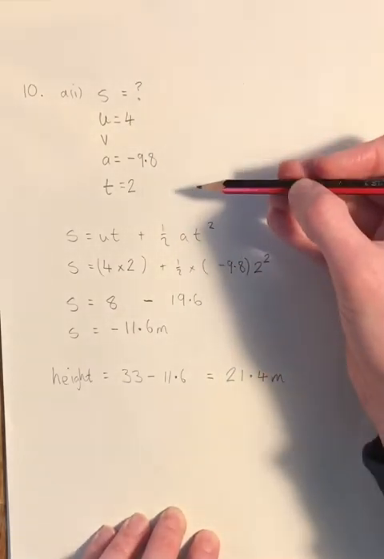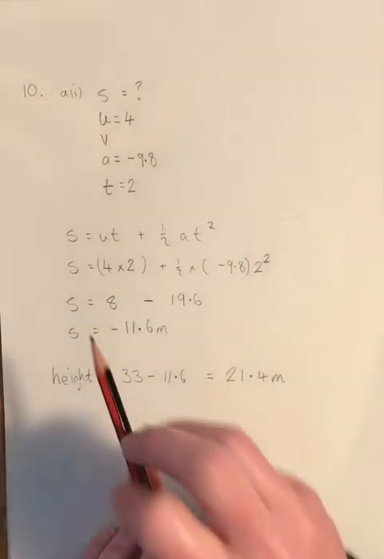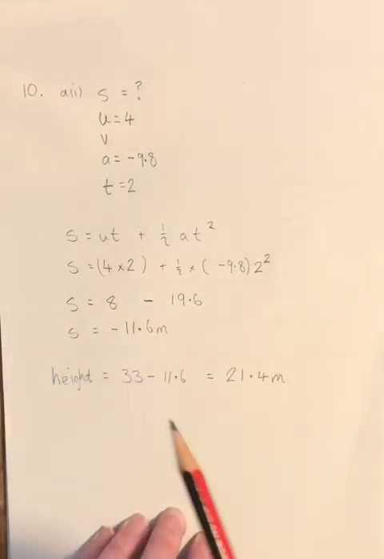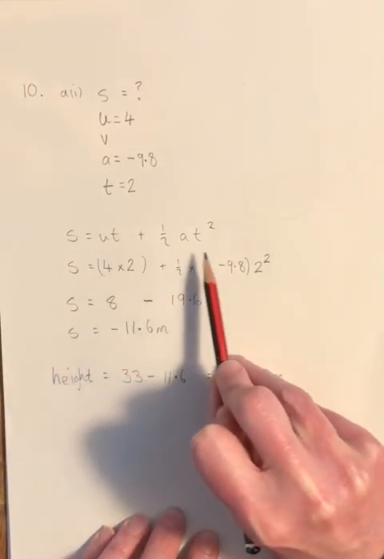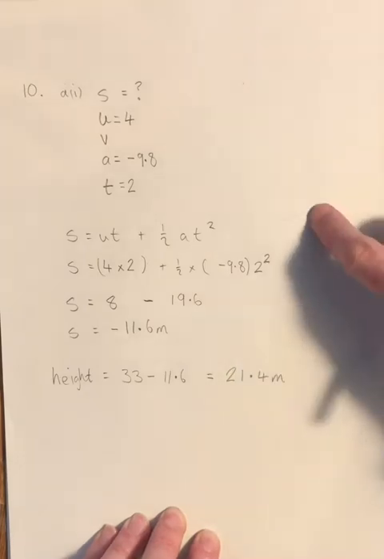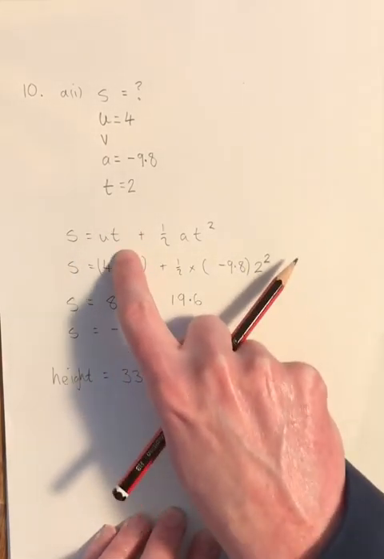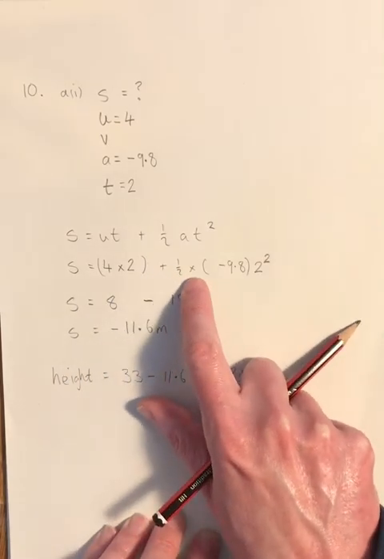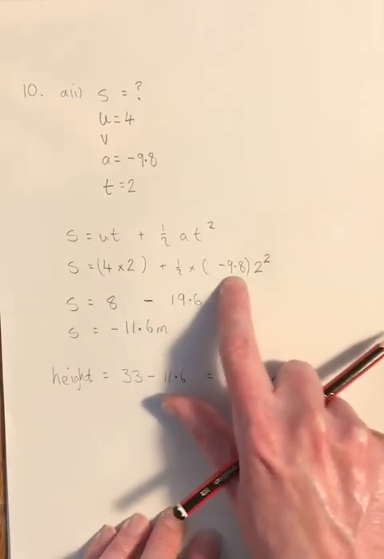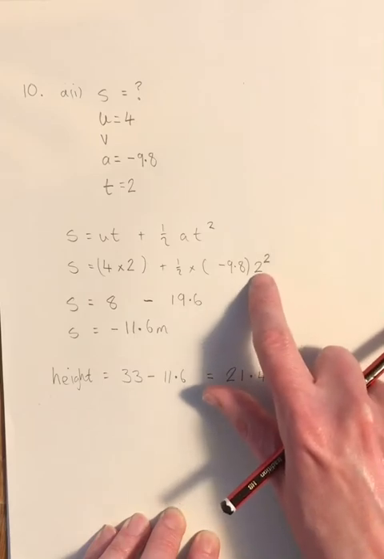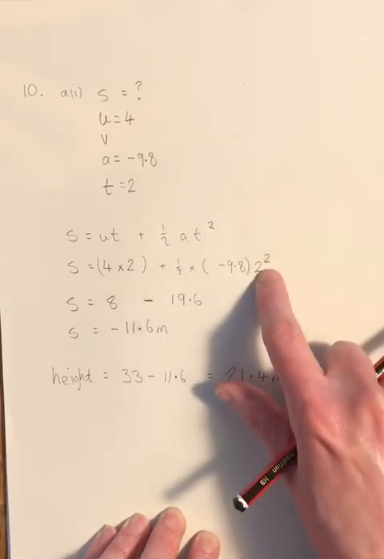Looking at the equations that we've got available to us, the one that will allow us to solve for s is s equals ut plus a half at squared. So that's the formula. Subbing the values in, u's going in as 4, t's going in as 2, plus a half times minus 9.8, because the acceleration is acting down the way, times the square of 2. The time must get squared, 2 squared.